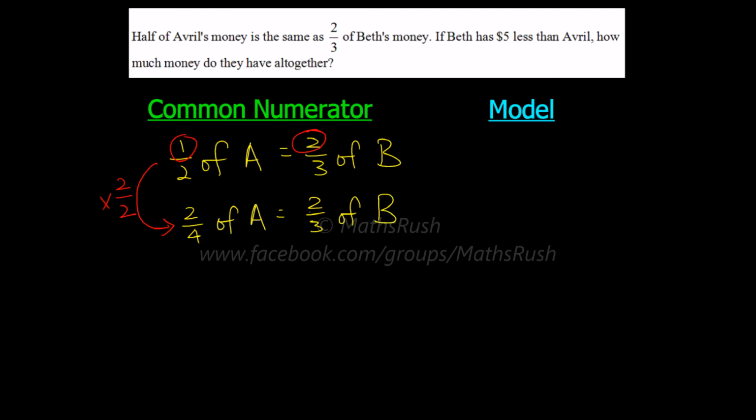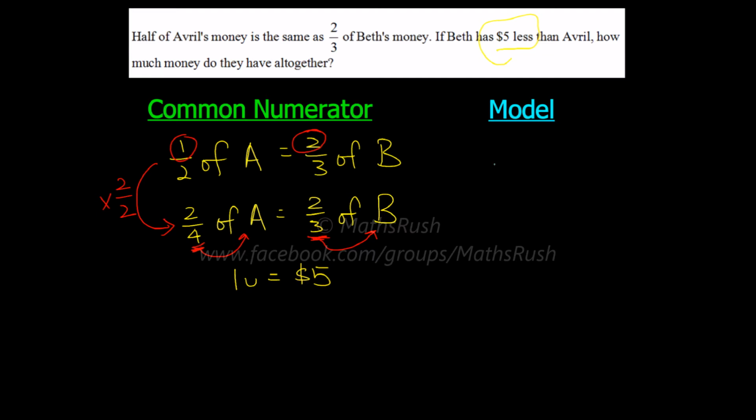Just by writing this statement down, I can simply say that Avril has 4 units based on the denominator and Beth has 3 units. So this is the method, and I can conclude that because Beth has $5 less than Avril, Beth is 3 units and Avril is 4. I can say that 1 unit is $5. Alright, so I'm going to put a stop here first.